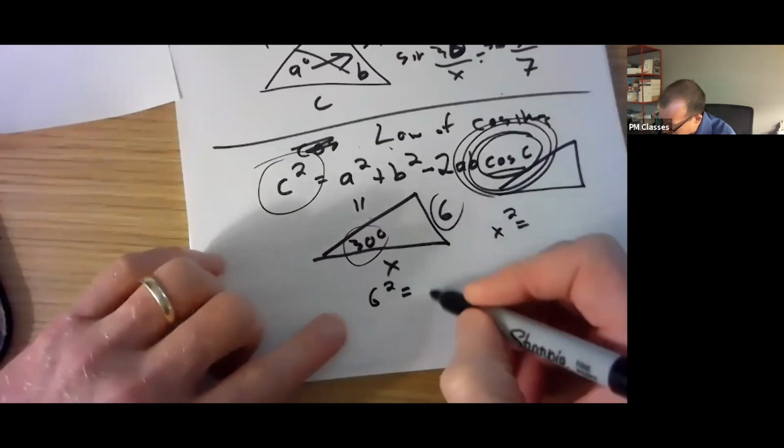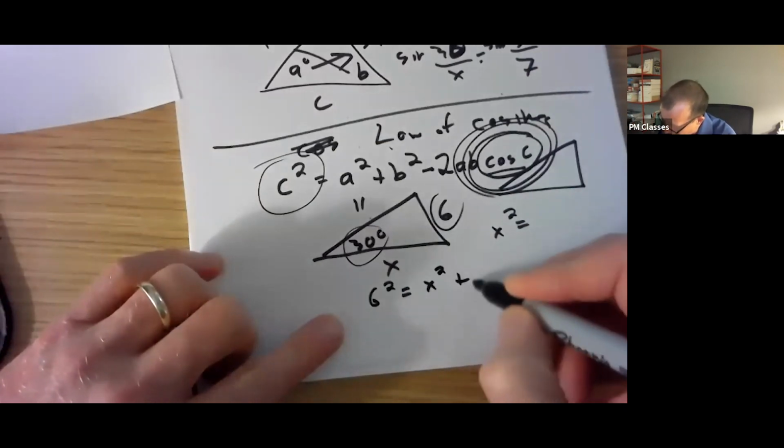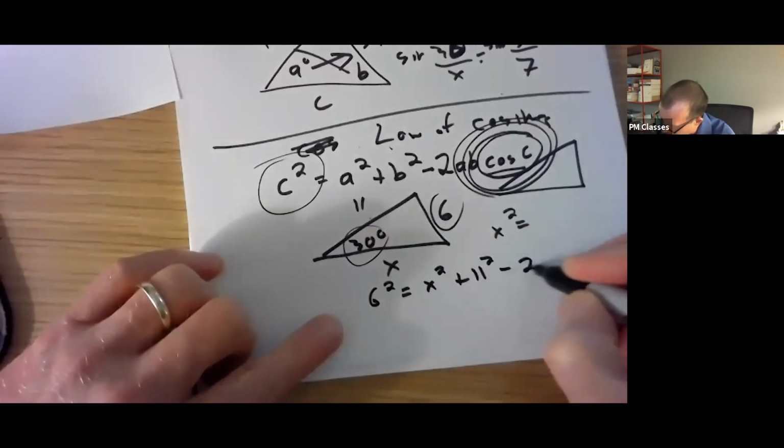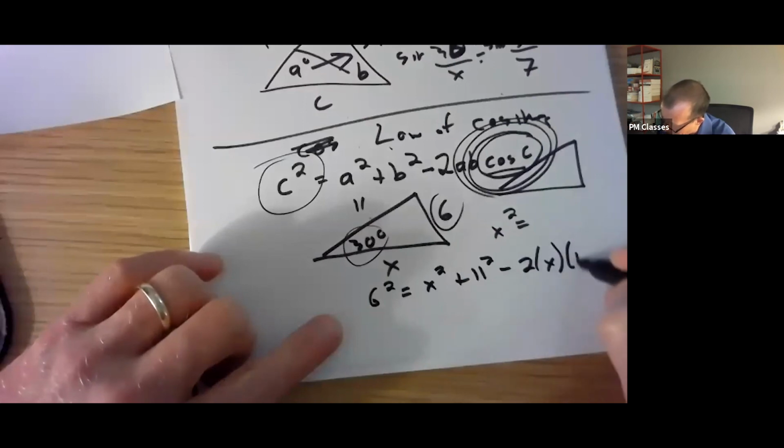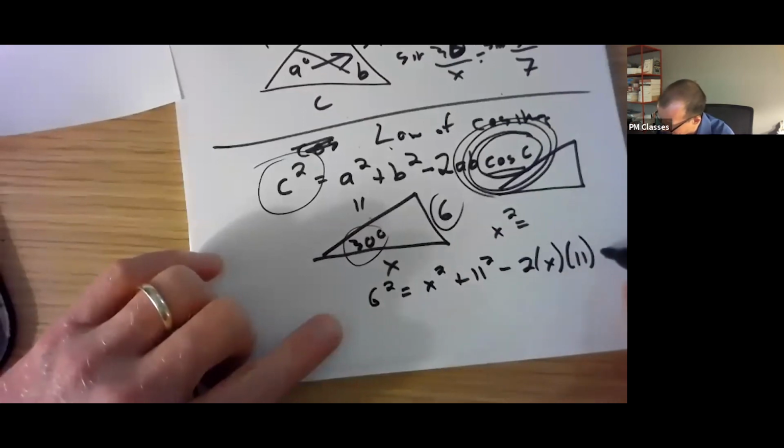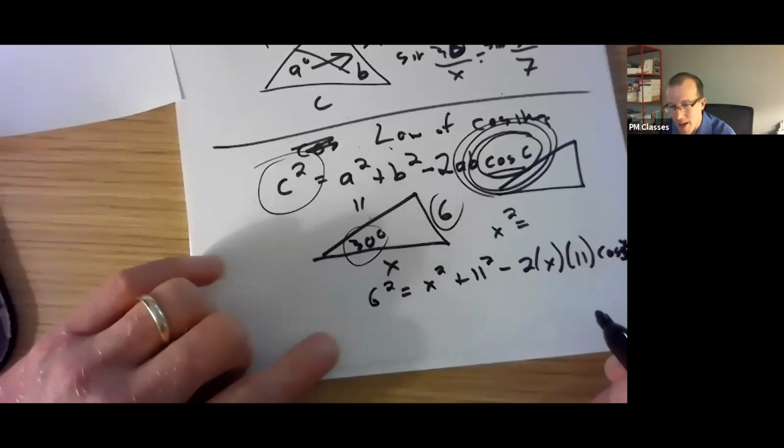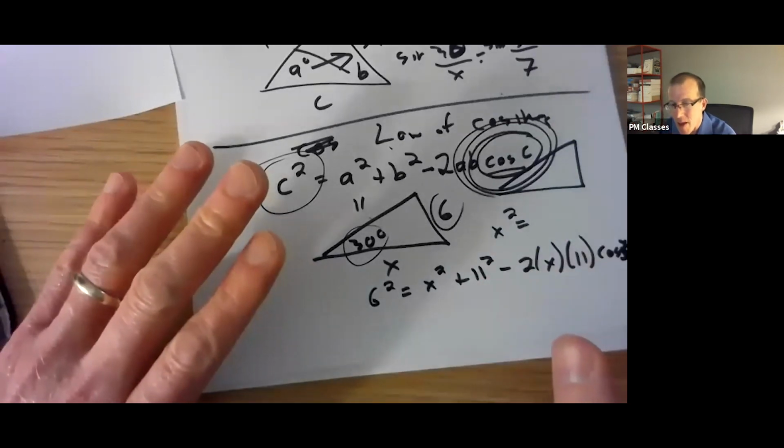That would then equal x squared plus 11 squared minus 2 times x times 11. I know it's a hideously messy looking formula, cosine of, oh, I wrote that down wrong, cosine of 30 degrees. And after that, it's just algebra.